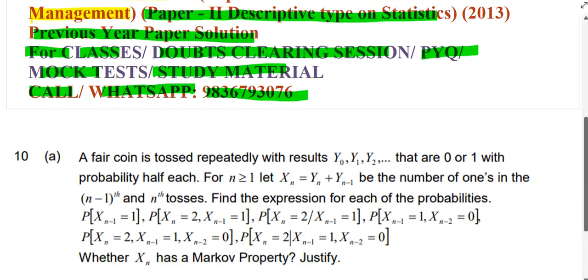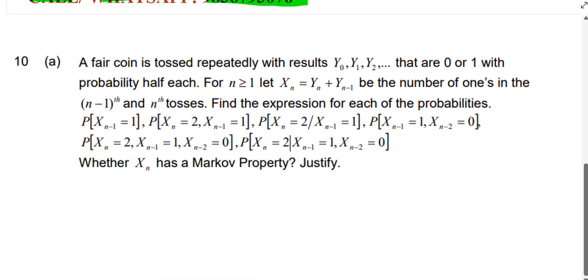10A says: if you toss a coin repeatedly with the results y0, y1 and y2, that are 0 or 1 with probability half each, for n greater than or equal to 1, let xn equal yn plus 1, be the number of ones in the n minus 1th and nth tosses. So find the expression for each probability.